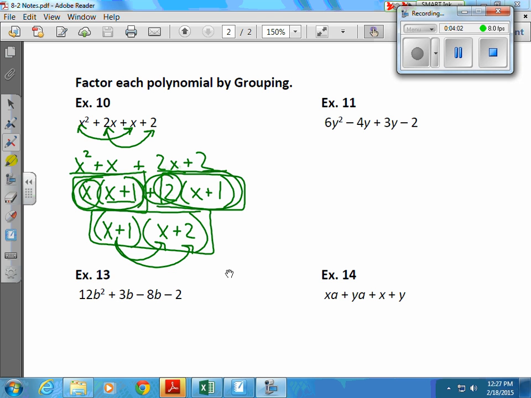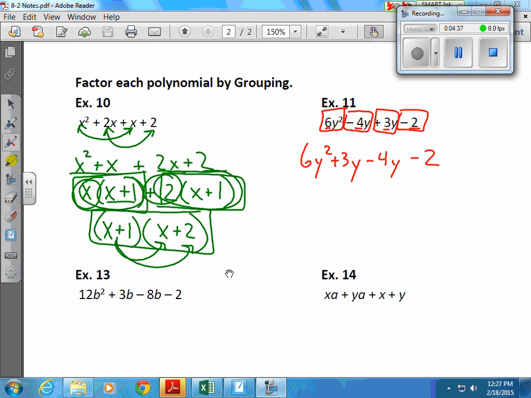Let's look at a different one. Let's try over here. What two pairs have something in common? Well, there's a 3, and there's a factor of 3 there. There's a 4 and 2, so 2 goes into both of those evenly. So I'm going to pair these two up. I'll write a 6y squared plus 3y. And then I'll write these two next. Minus 4y minus 2.